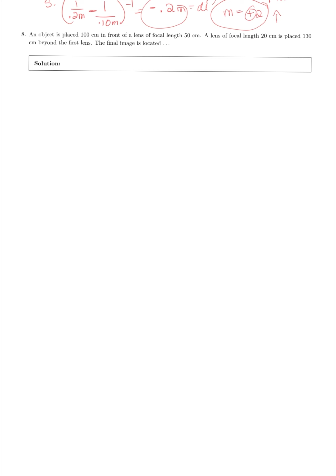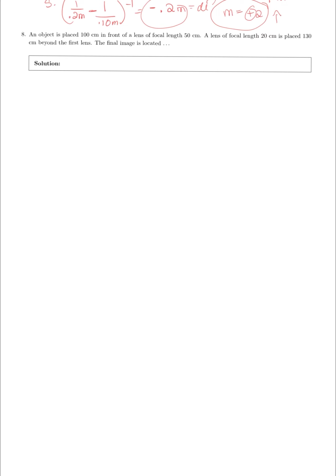Okay, so this says an object is placed 100 centimeters in front of a lens of focal length 50 centimeters. A lens of focal length 20 centimeters is placed 130 centimeters beyond the first lens. The final image is located where? So for this, we really need a picture.